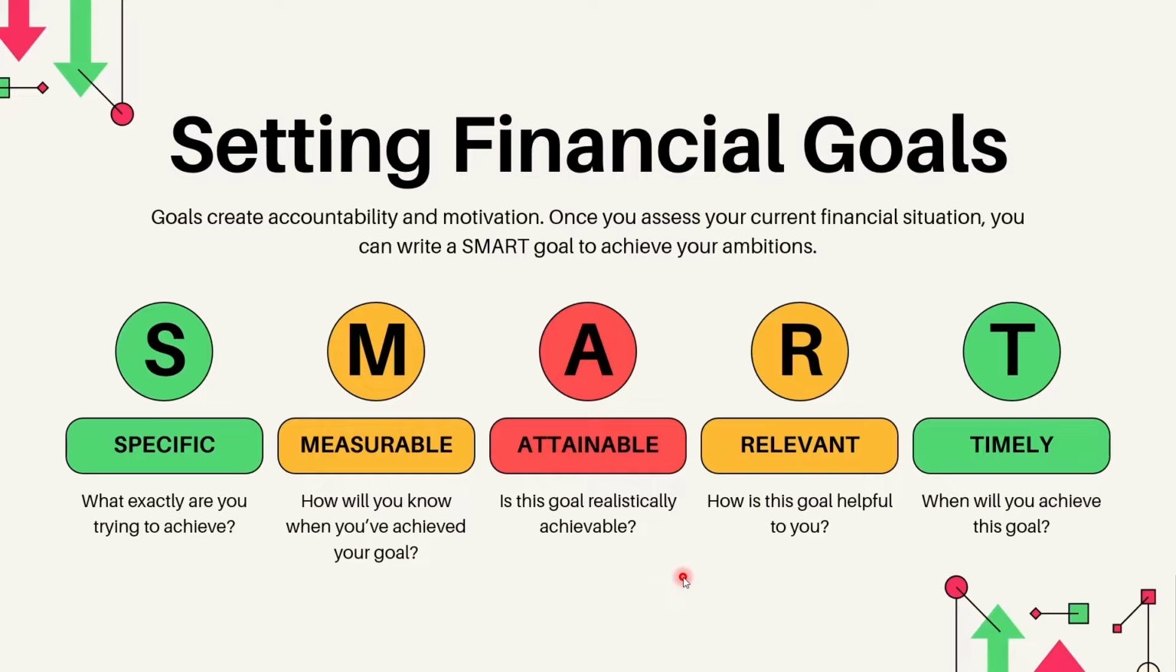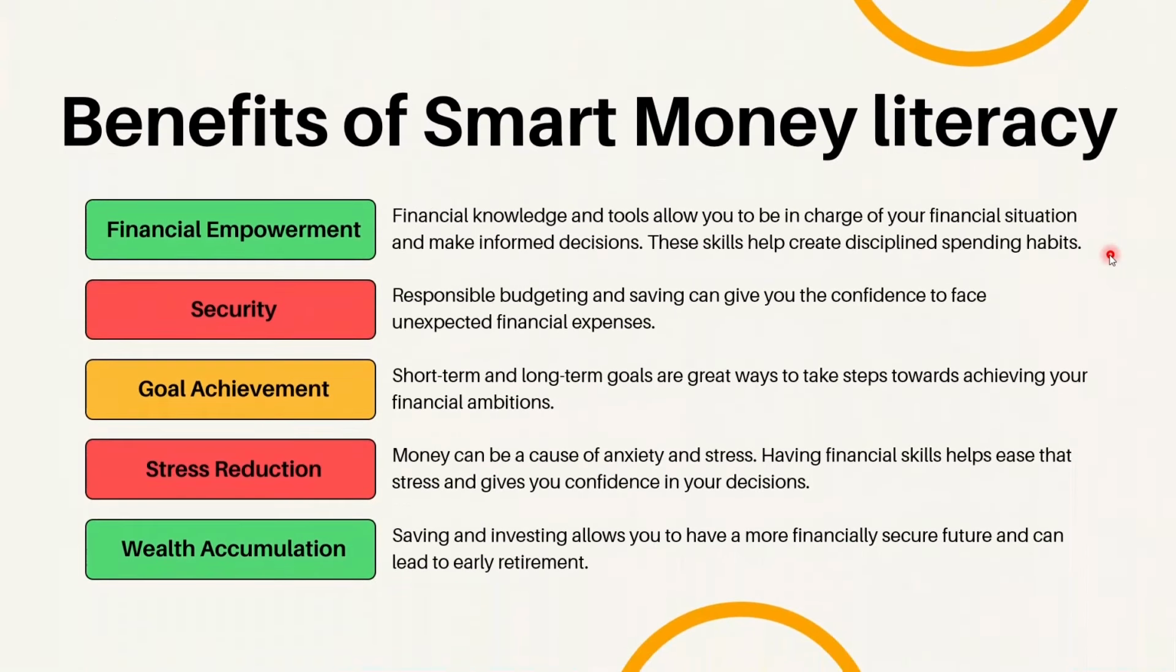So you must define a specific goal that can be measured, that is attainable, that is relevant, and that supports your overall goal. And when will you achieve this goal? You must define a time-specific goal. Just like the example I am sharing, every month I will save $500 or $1,000. This is the way you define your financial goals.